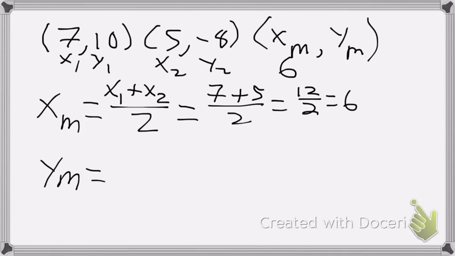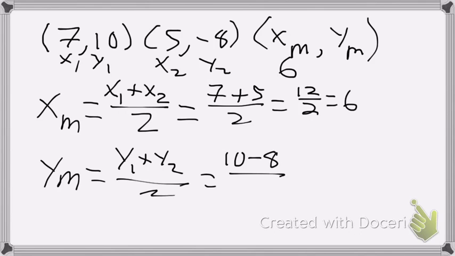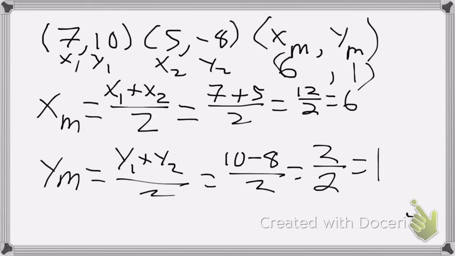So the y coordinate of the midpoint is going to be y1 plus y2 over 2. And that is going to give us, if we look up at what our y1 is, 10 minus 8 over 2. That gives us 2 over 2, or 1. So our point that we're looking for is 6, 1.